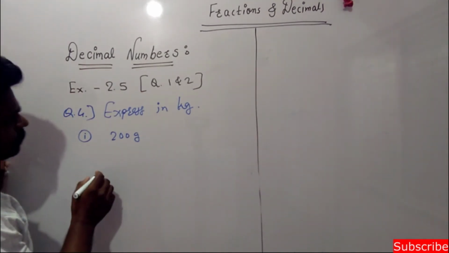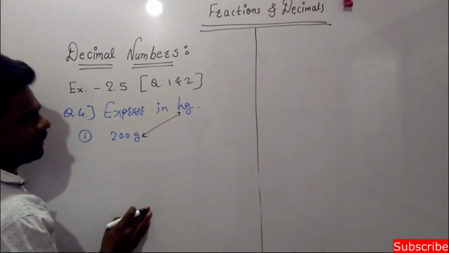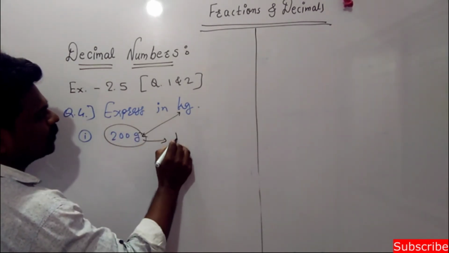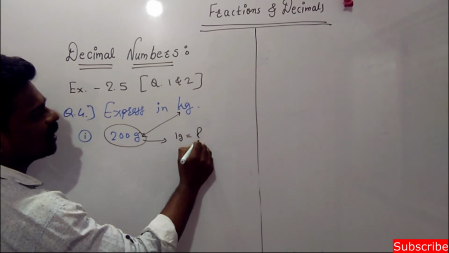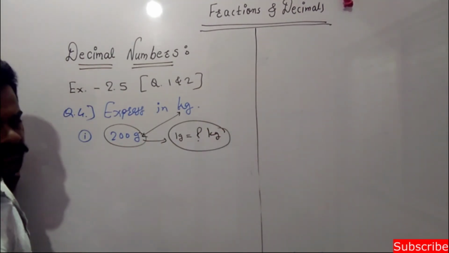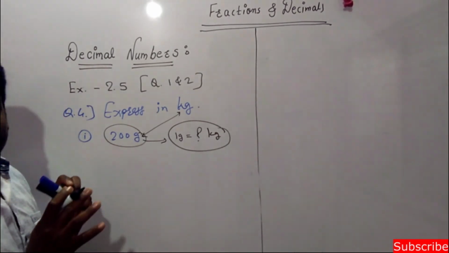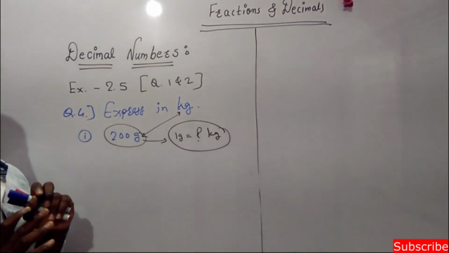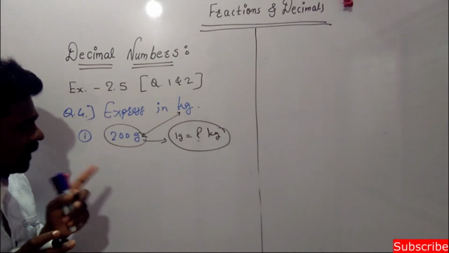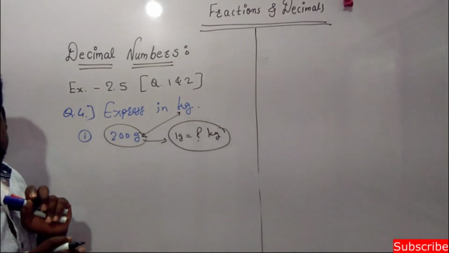Let's see here. For that purpose, we need to first establish the relationship between gram and kilogram. To find 200 gram, first we need to find out 1 gram is equal to how many kilogram. That is my basic step. So first you should know 1 gram is equal to how many kilogram.